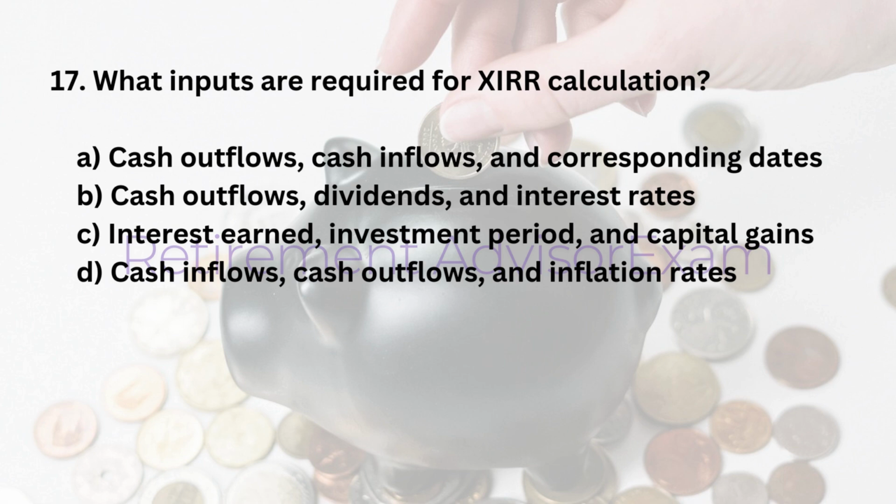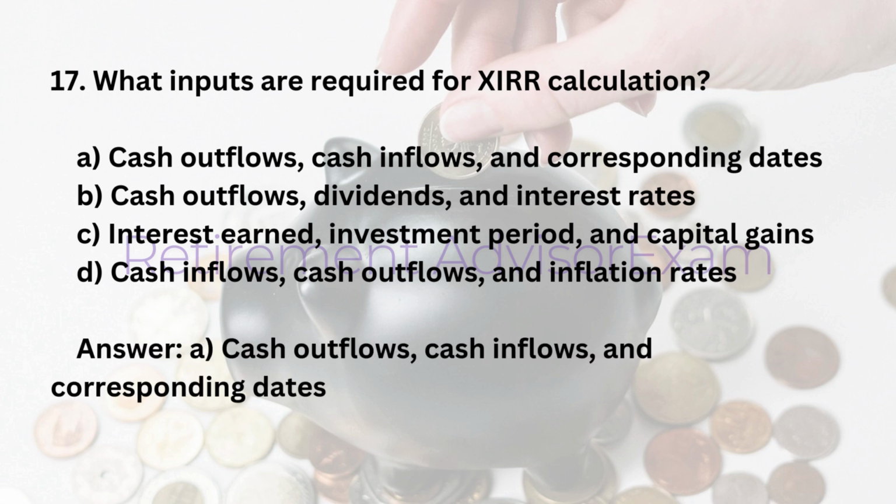17. What inputs are required for XIRR calculation? A. Cash outflows, cash inflows, and corresponding dates. B. Cash outflows, dividends, and interest rates. C. Interest earned, investment period, and capital gains. D. Cash inflows, cash outflows, and inflation rates. Answer, A. Cash outflows, cash inflows, and corresponding dates.